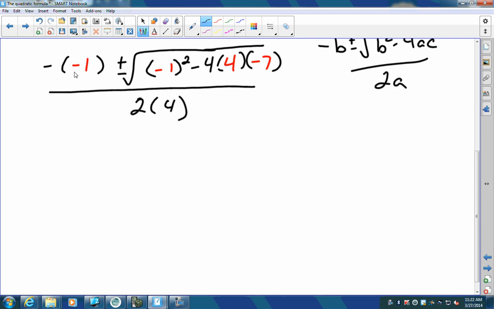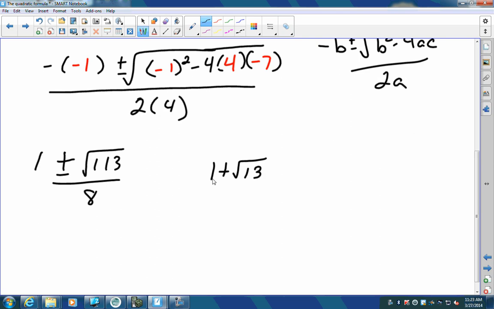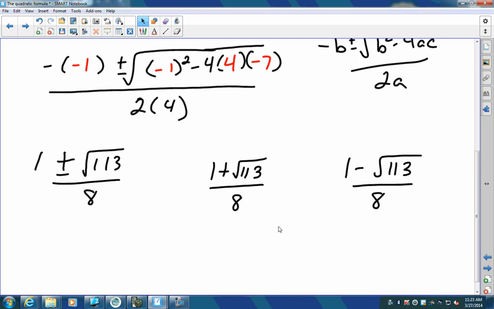Okay. So now, a negative times a negative is a positive. So I have 1 plus or minus the square root of 113 all over 8. 1 plus the square root of 113 divided by 8, and 1 minus the square root of 113 divided by 8. Double check and make sure that you put the right things in parentheses, because you must have missed a minus sign or a negative.